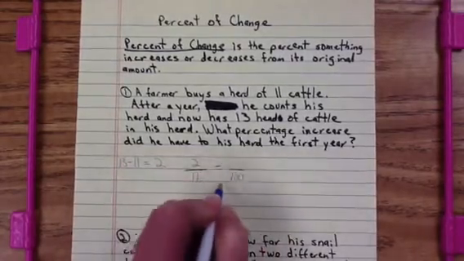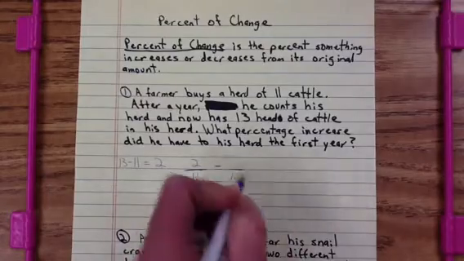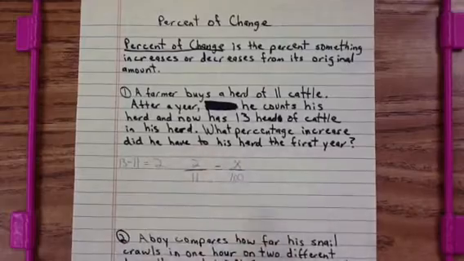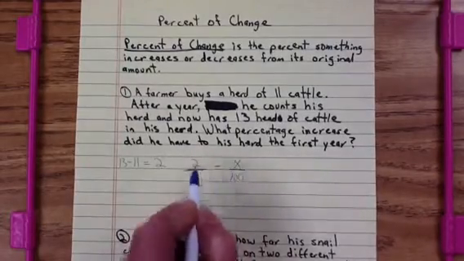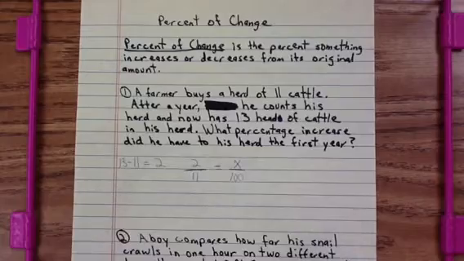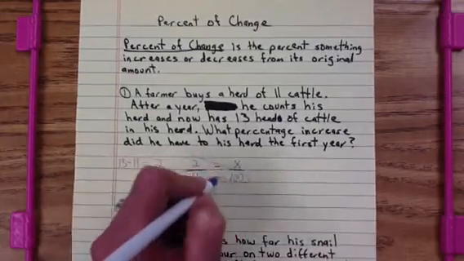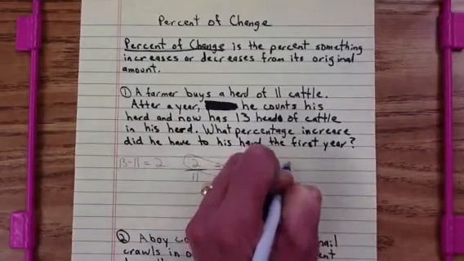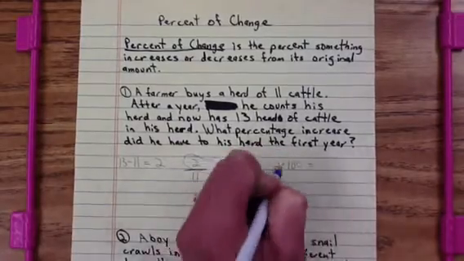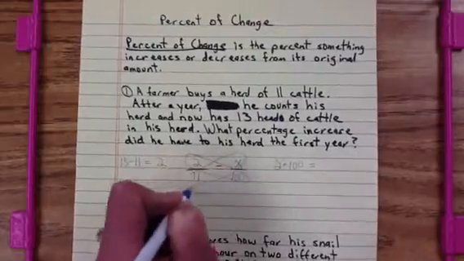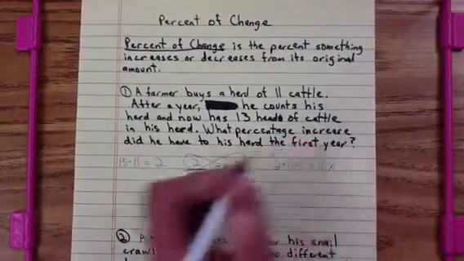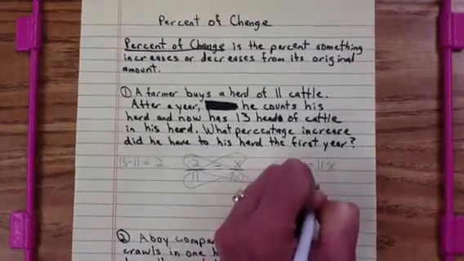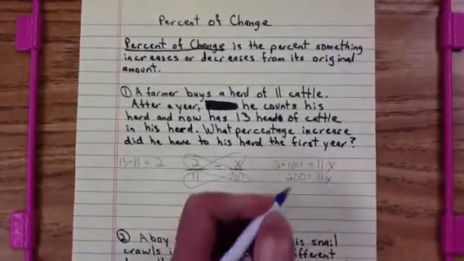see, the 11 was the 100% he started with. So what do we not know? We do not know the percentage that the 2 is. So we can solve this using cross multiplication. So 2 times 100 equals 11x. All right, so then that simplifies to 200 equals 11x.